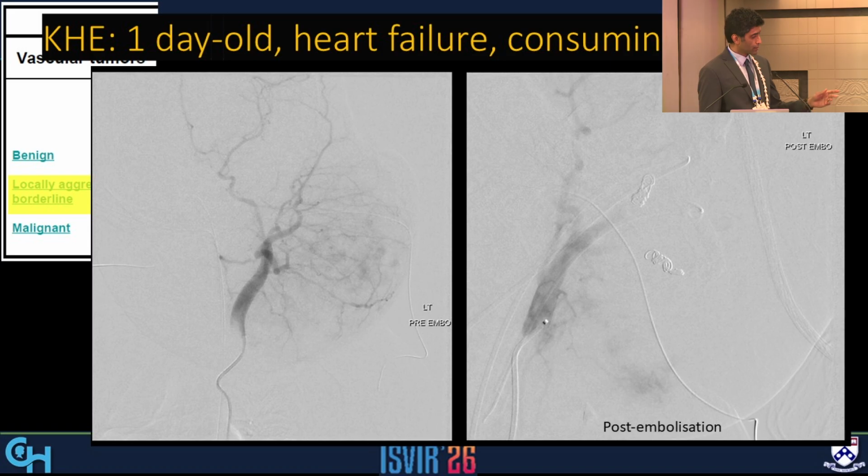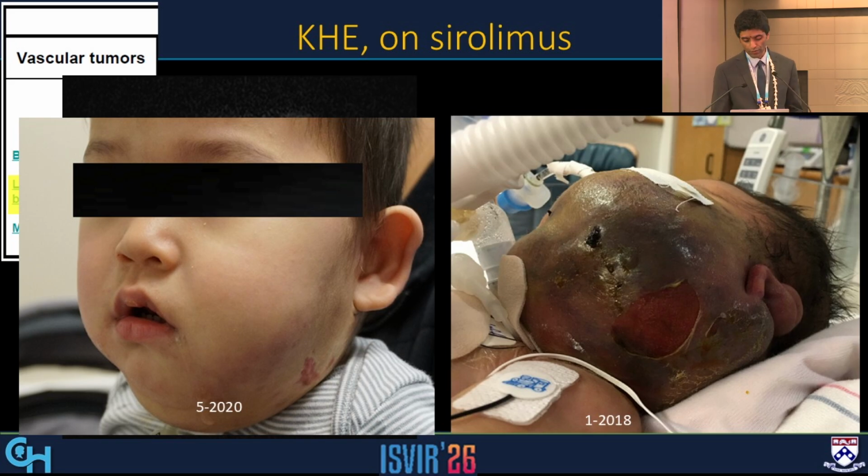KHE, very big infiltrative lesion in this newborn, had Kasabach-Merritt, and also had high output heart failure. I apologize, I used very little contrast for this, so I couldn't get you good images, but this is pre and post. Embolization was done mainly to stave off high output heart failure in this kid, and he did very well, moved on to sirolimus, and this is a 1-year picture, doing much better.